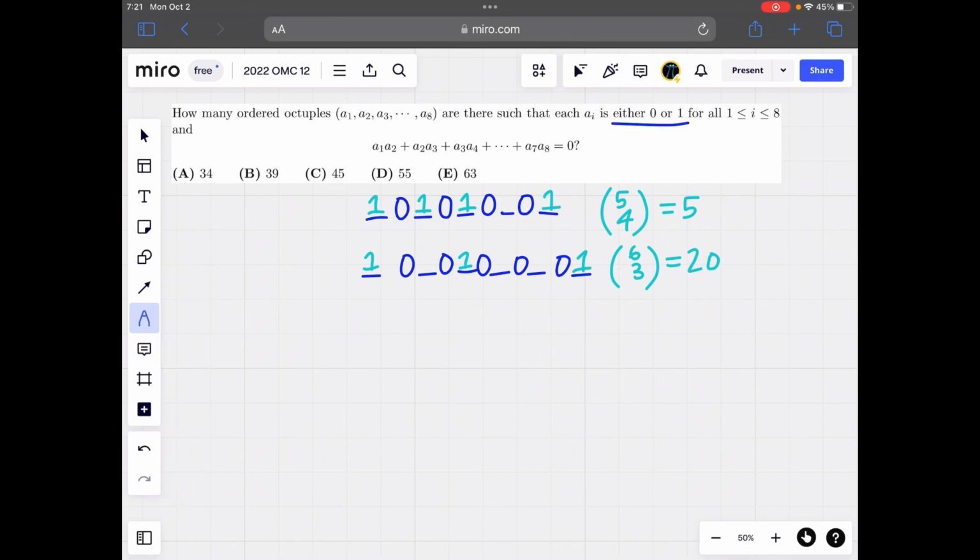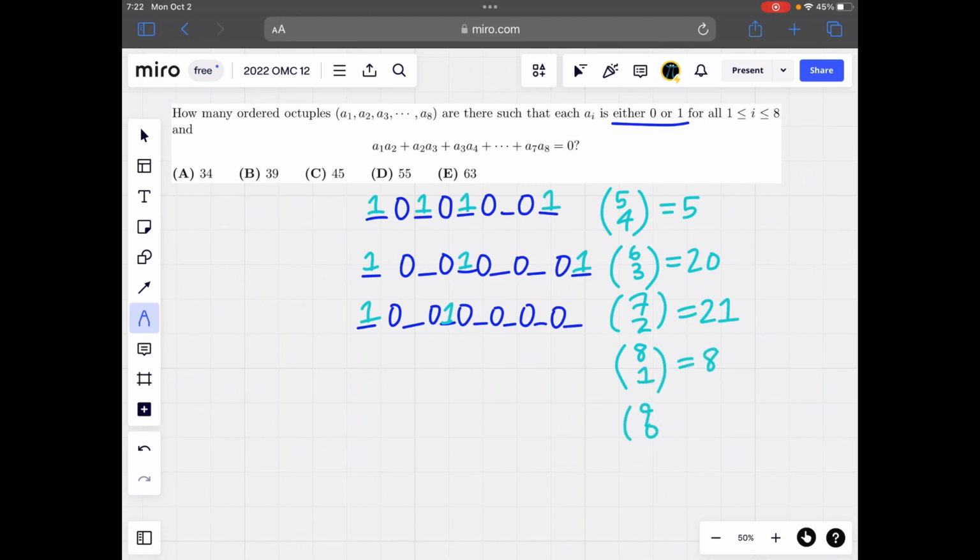The same is true for our next case. If we have 6 zeros, then we need to place 2 ones in these 7 spaces. For example, this could work. So we have 7 choose 2 equals 21. And we can go on for 8 and 9. It would be 8 choose 1, which is 8, and 9 choose 0, which is 1. That would be the case where all of the entries are zeros.